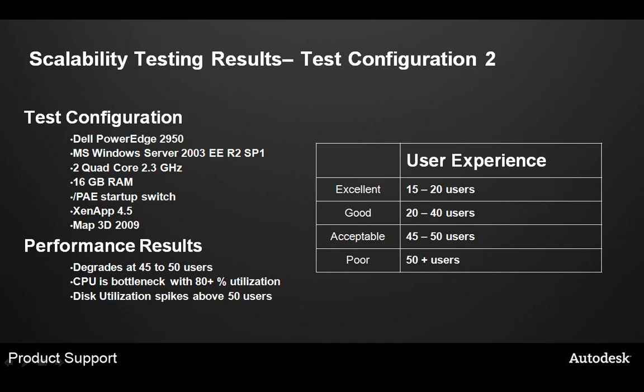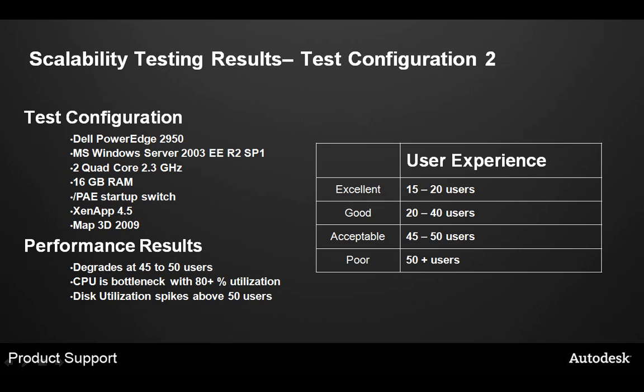In a second test configuration, a more powerful server is used. It has 2 quad-core CPUs, 16 GB of RAM, MS Windows Server 2003 Enterprise Edition, with the PAE switch enabled, XenApp 4.5, and Map 3D 2009. For this, it was found that user experience degrades at 45 to 50 users with 80% plus CPU utilization and disk utilization spiking above 50 users.